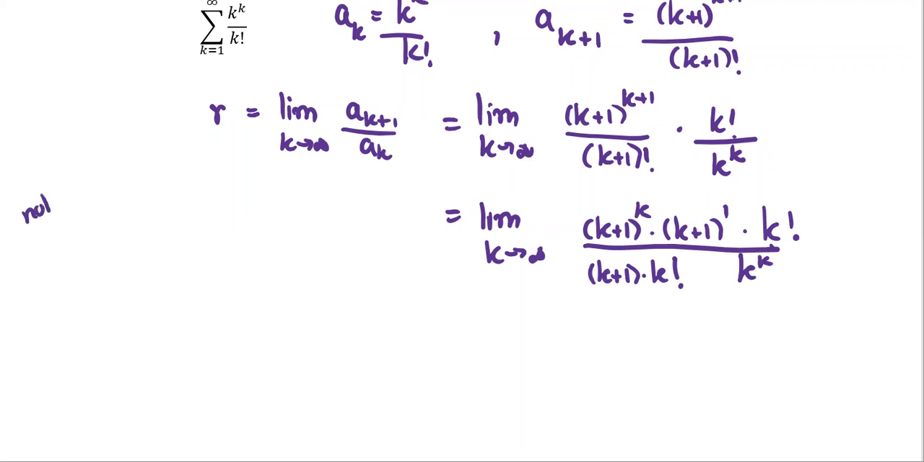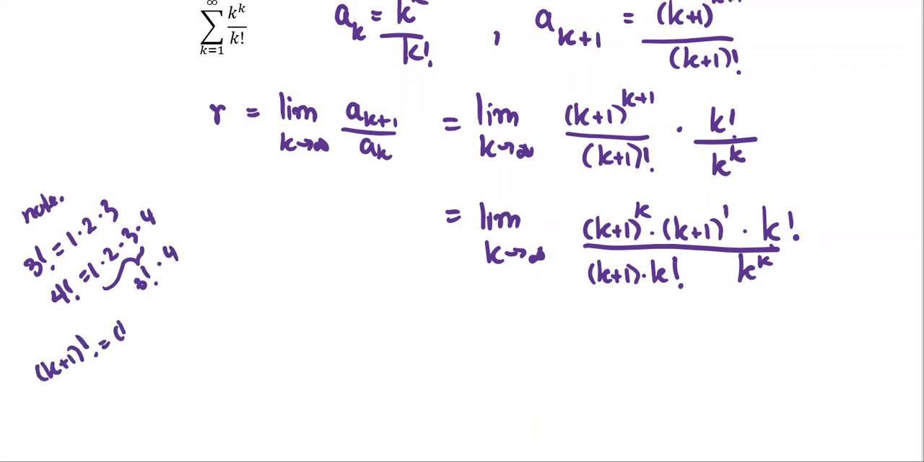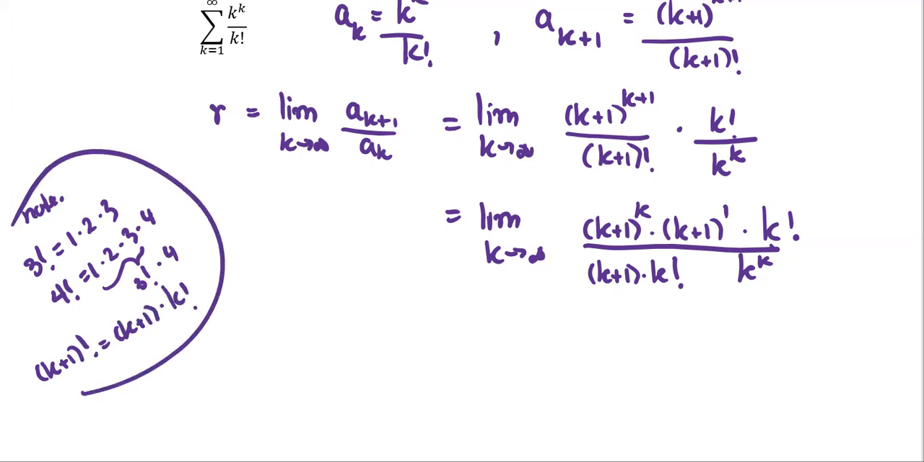Note that, just a quick review, 3 factorial is 1 times 2 times 3. 4 factorial is 1 times 2 times 3 times 4, which is the same as 3 factorial multiplied by 4. So then we can say (k plus 1) factorial is (k plus 1) multiplied by k factorial. Then back to the problem. k factorial can be reduced. k plus 1 and k plus 1 can be reduced.